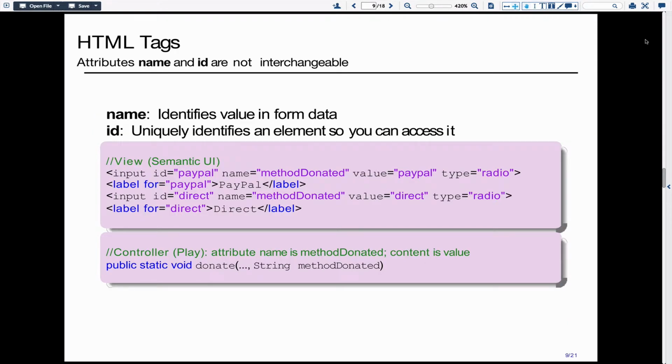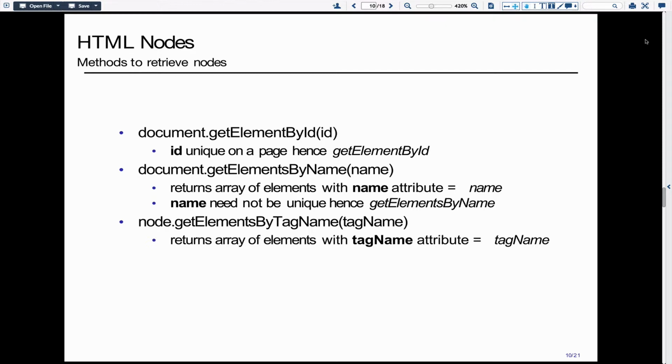Here is another example whereby we are installing an event handler which will be triggered when we press a button. And here are some of the buttons we've been using. Get element by ID, get element by name, get elements by tag name. I think these are fairly self-explanatory.